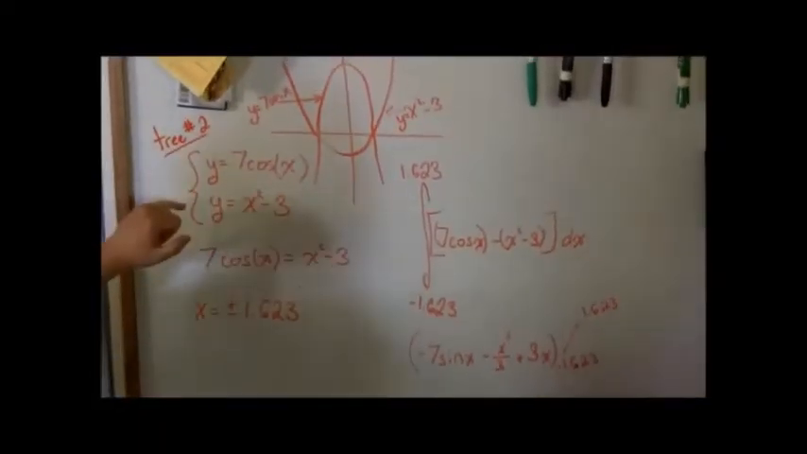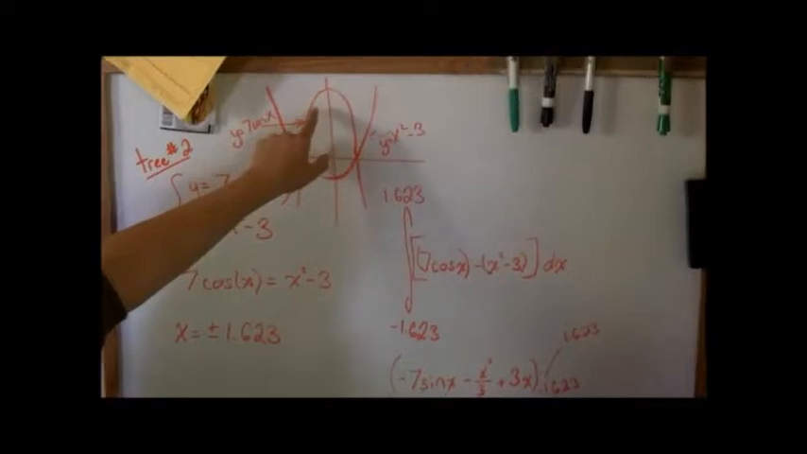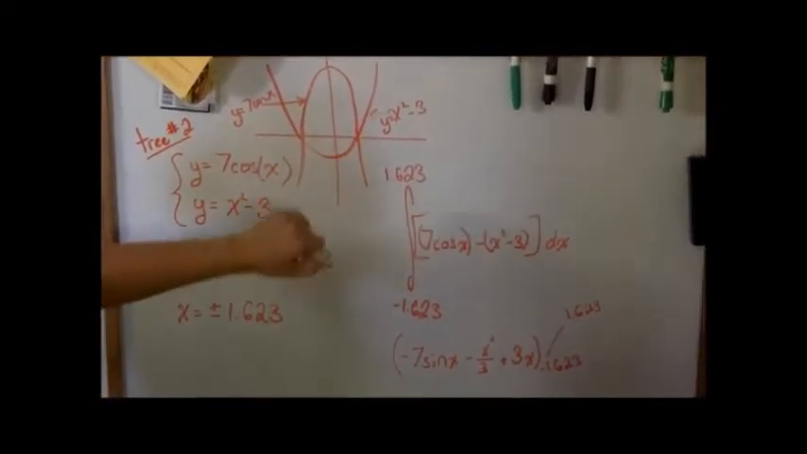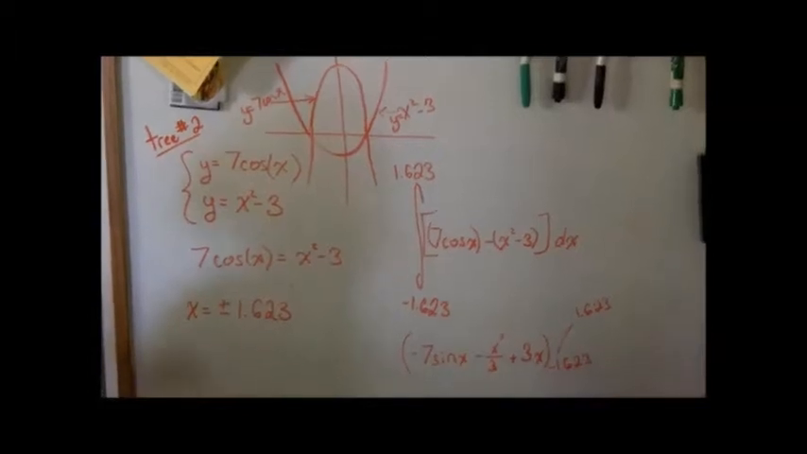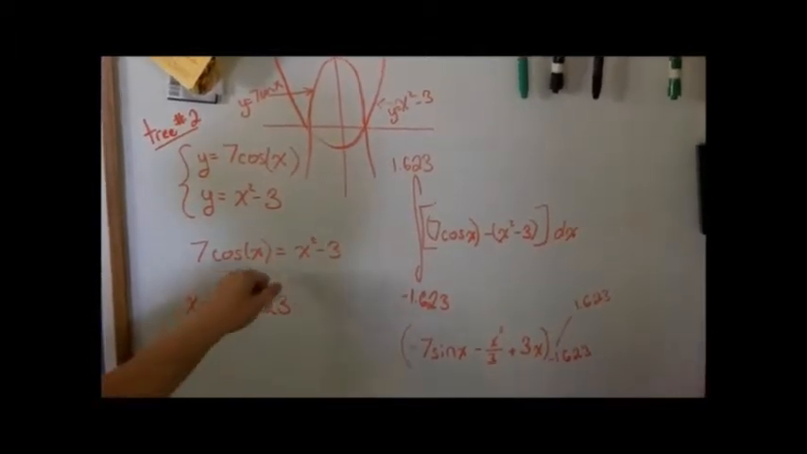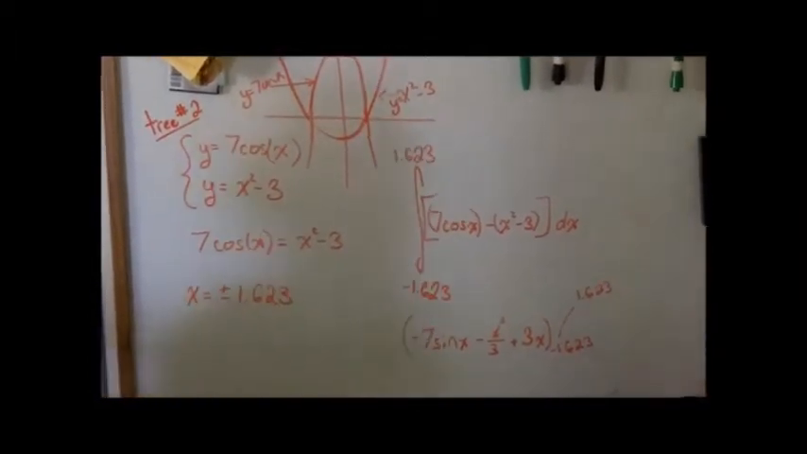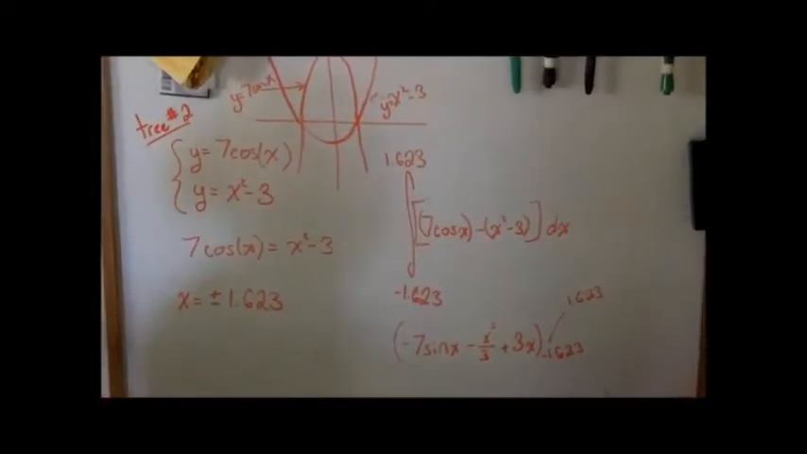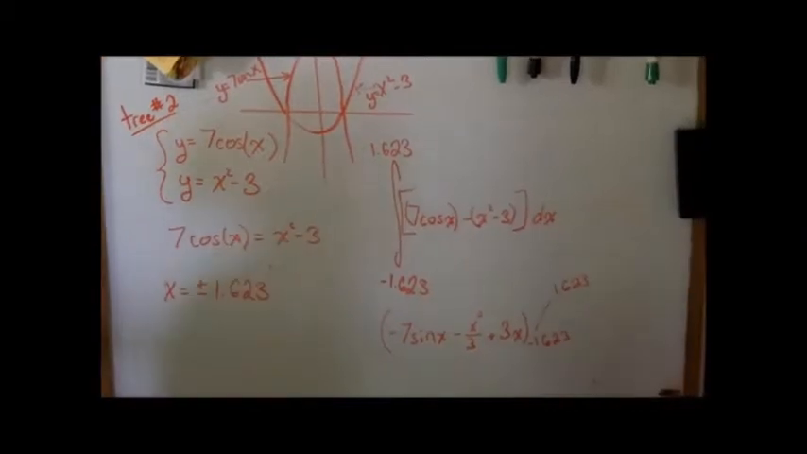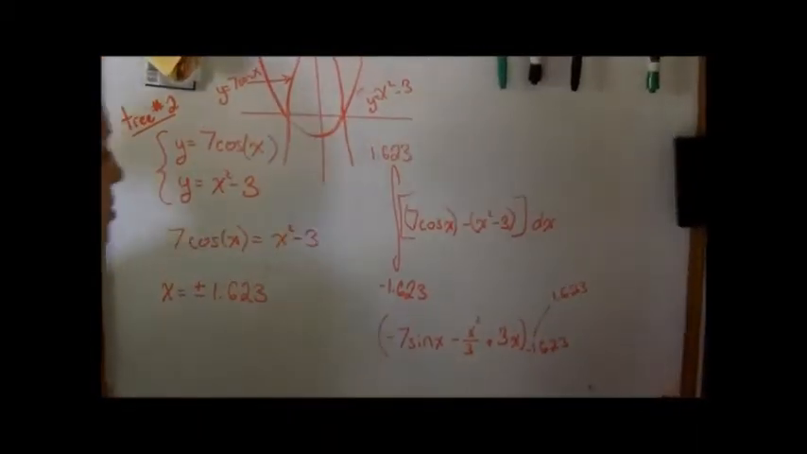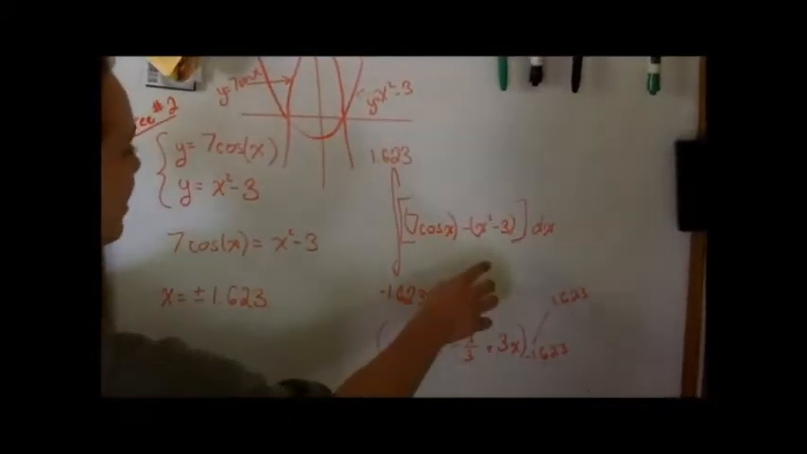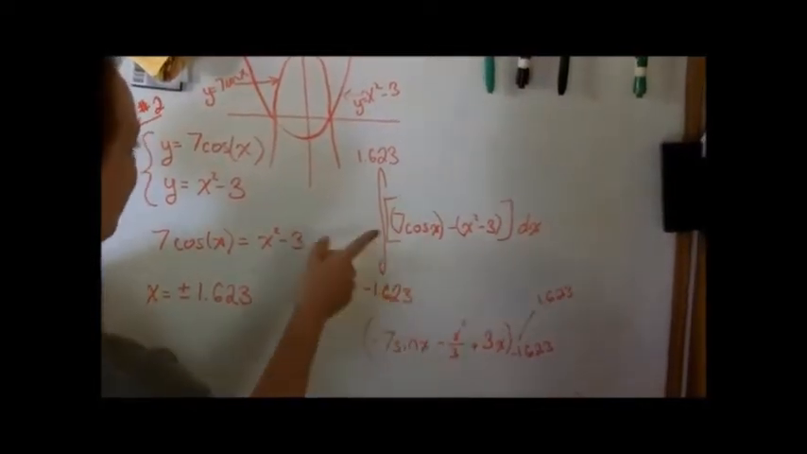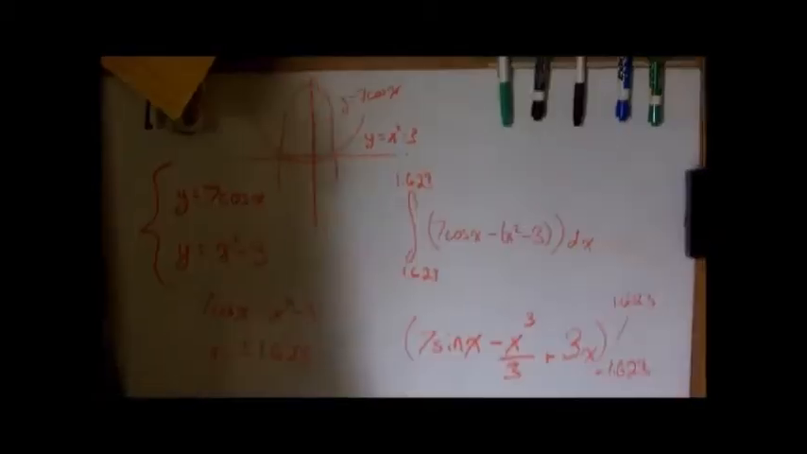These are the two curves that make up tree number 2, y equals 7 cosine x and y equals x squared minus 3. In order to find the area between the two curves, we will do the same thing we did before and set the two curves equal to each other. They're equal when x equals plus or minus 1.623. These become the limits of the integration. To find the area between the two curves, we once again subtract the lower curve from the taller curve, subtracting the area below the lower curve from the area below the taller curve.